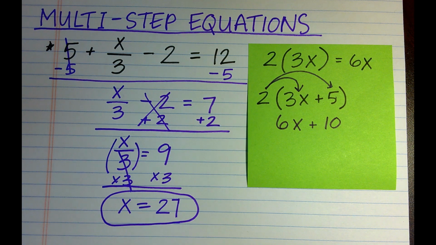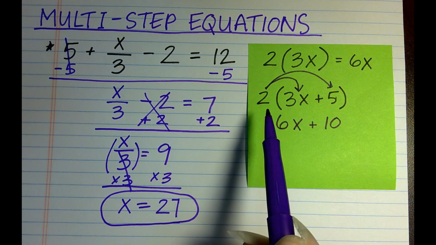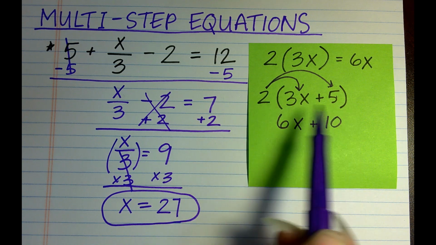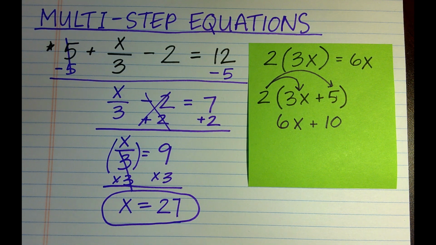So just a quick review on what distribution is. If we ever see a number or a term or some value outside of that parentheses, we're multiplying by everything inside the parentheses separately.